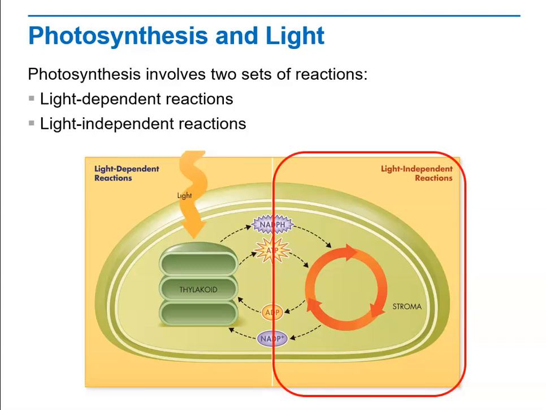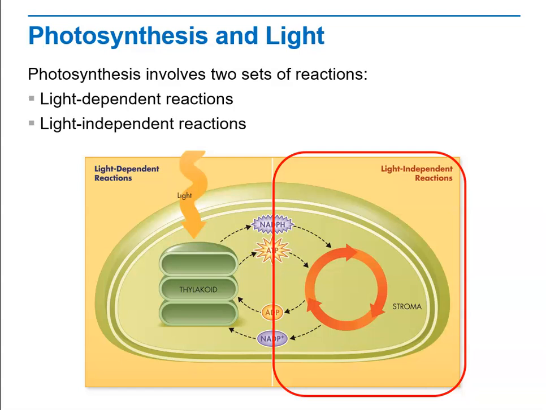What happens to the ATP and NADPH produced in the light-dependent reactions? Well, remember, those are created in the thylakoid. When light enters the thylakoid membrane, it's absorbed by chlorophyll, and then we take that light energy and turn NADP plus into NADPH. That's an electron carrier.